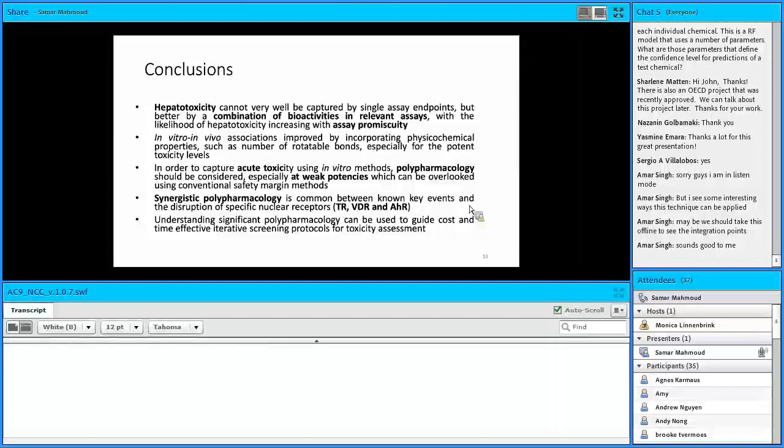and this is especially important for describing toxicity at a potent level. With regard to acute toxicity, in order to properly capture it using in vitro methods, polypharmacology should be considered, especially at weak potencies, which are usually overlooked using conventional extrapolation methods. We've also observed specifically synergistic polypharmacology between some of the known key events of acute toxicity and their relevant regulating nuclear receptors. So we can conclude from this work that understanding the significant polypharmacology can be used to better leverage in vitro models and can guide cost and time effective iterative screening protocols for toxicity assessment.